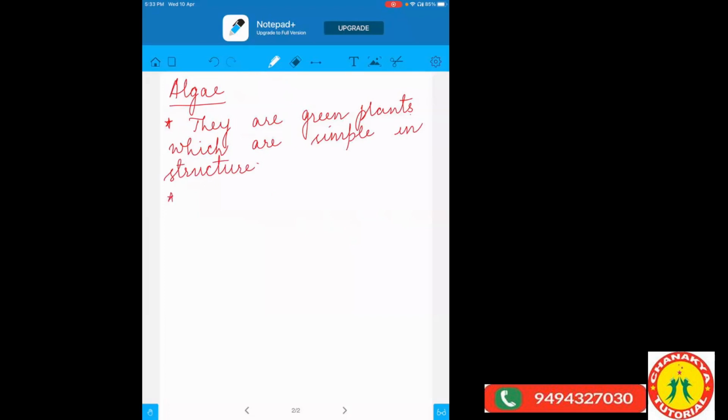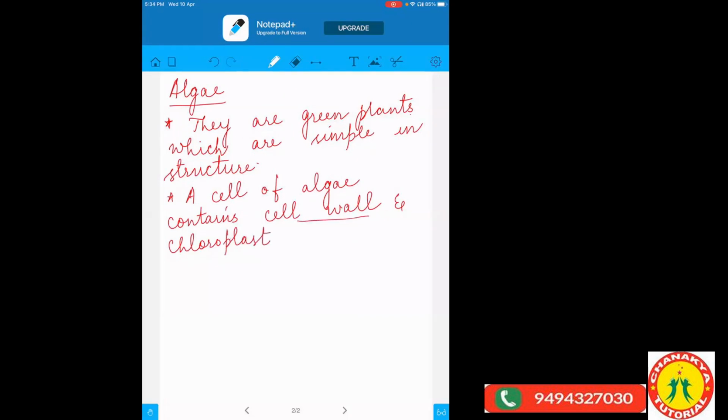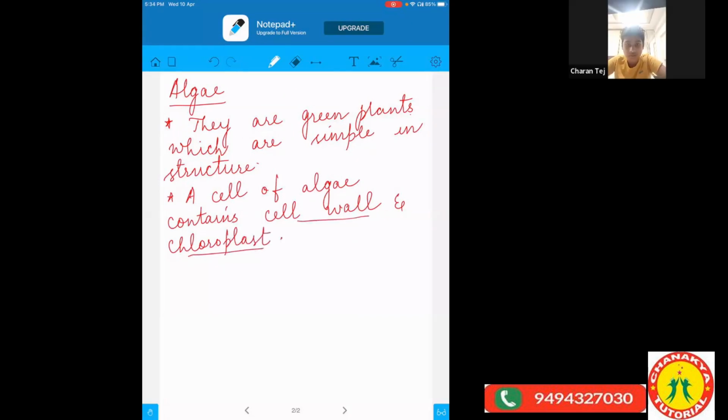The second thing is a cell of algae. Cell of algae contains cell wall. So what do they have? Cell wall. And also they have the chloroplast. So, what is cell wall? Ma'am, which protect them.